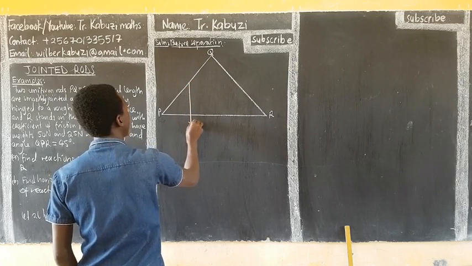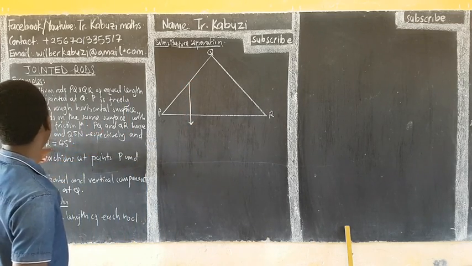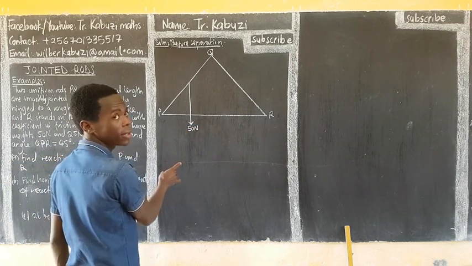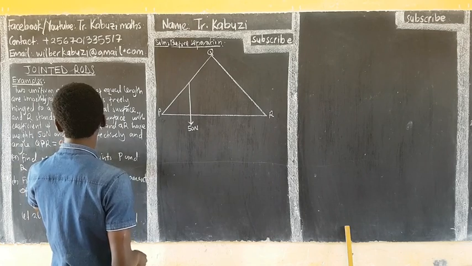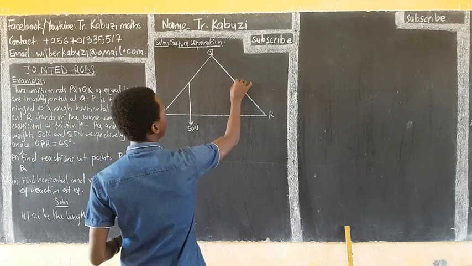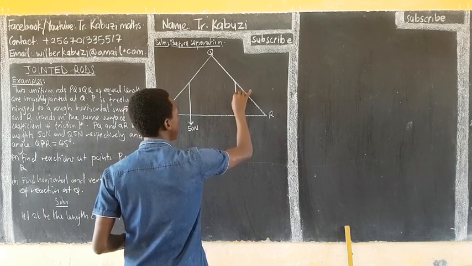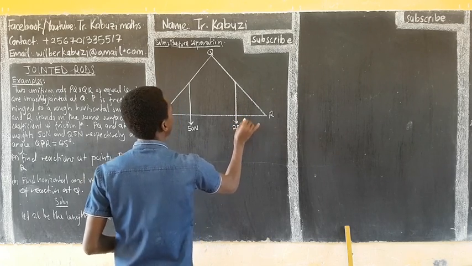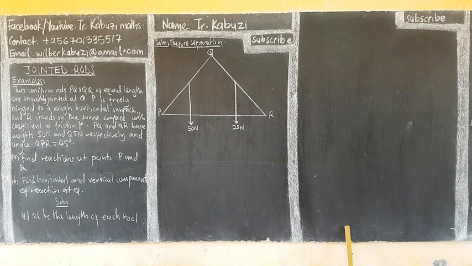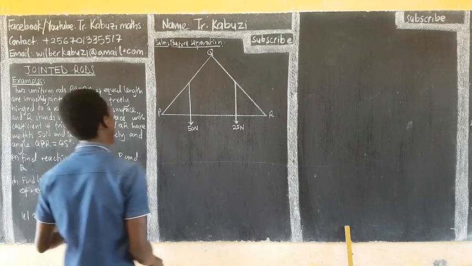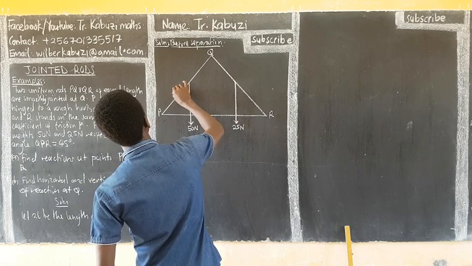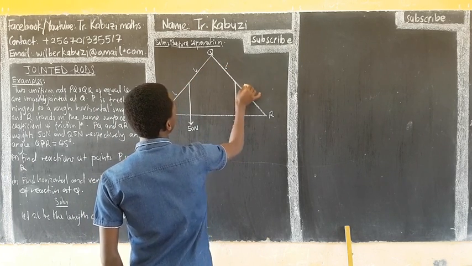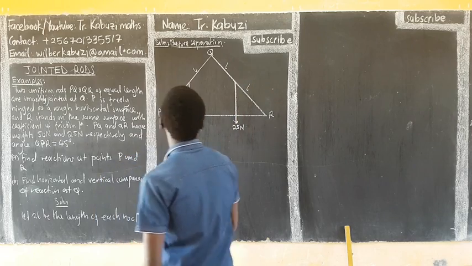Remember they're telling us that PQ has weight 50 newtons. This is weight, you don't multiply by g. Then QR is 25 newtons, and of course, being uniform, it also acts in the middle. So this is weight, you just say 25 newtons. Because they are uniform, we divide each rod into two, so this will be L and this will also be L.